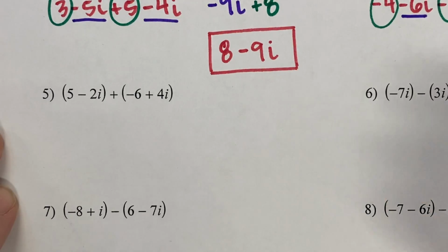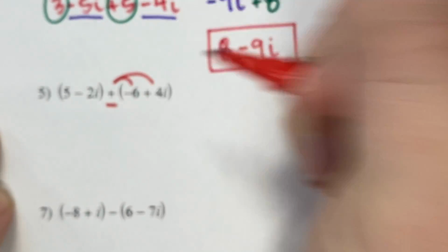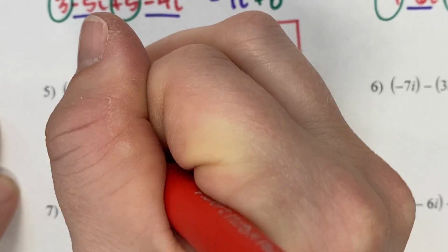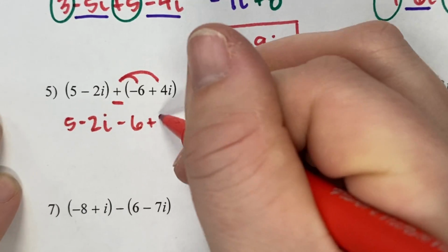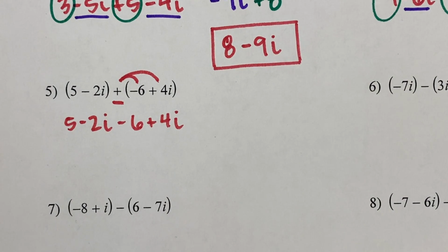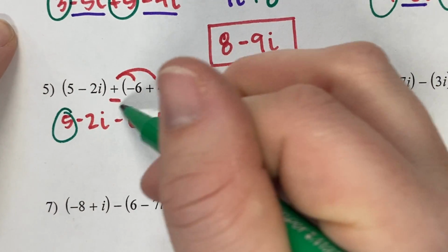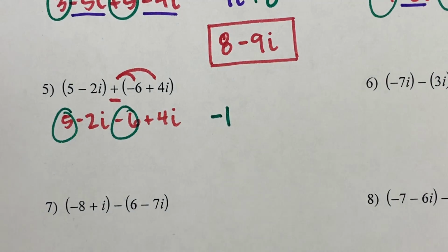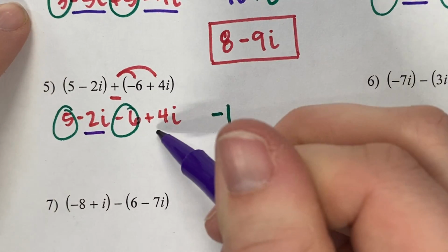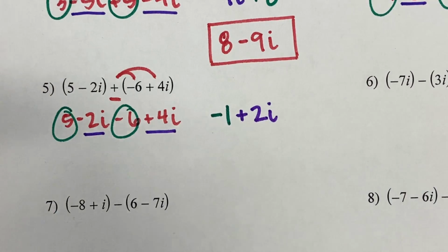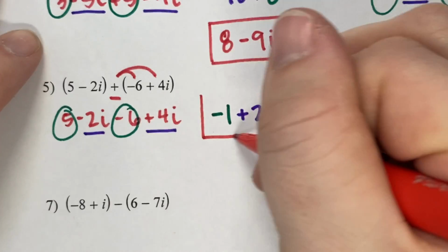Okay, number 5, again, we have an addition sign that's being distributed. It keeps those signs after it the same. So we have 5 minus 2i minus 6 plus 4i. Okay, let's go ahead and combine like terms. We can do our constants first. So I have 5 minus 6. 5 take away 6 is going to give me negative 1. Then I can combine my i's. Negative 2i plus 4i is going to give me positive 2i, which is my final answer.